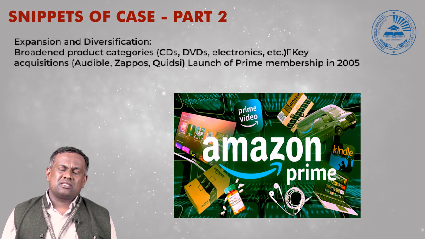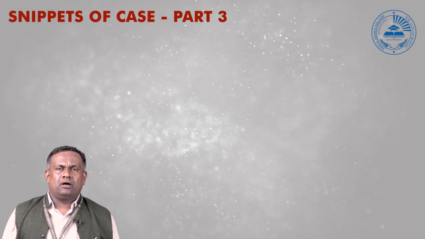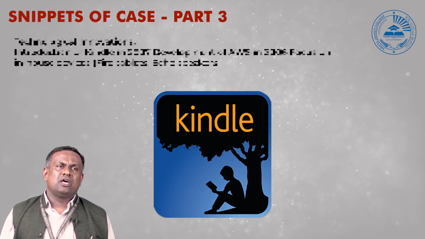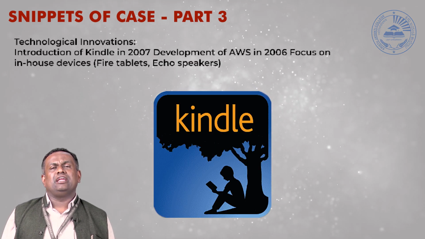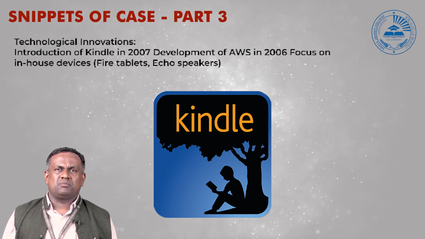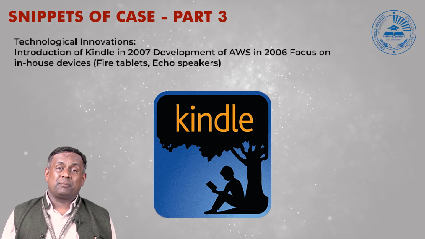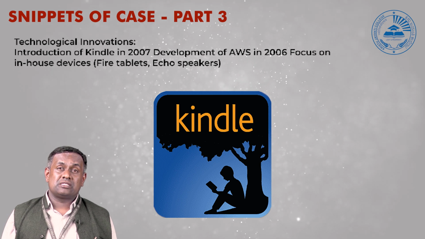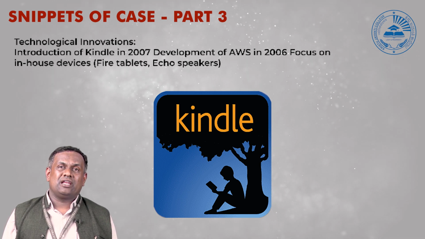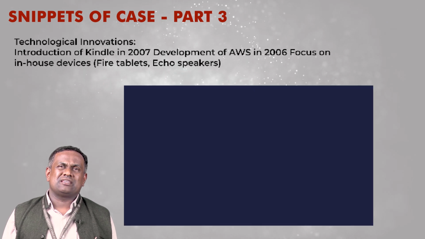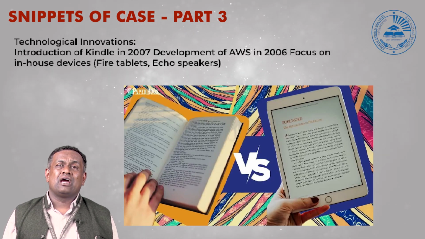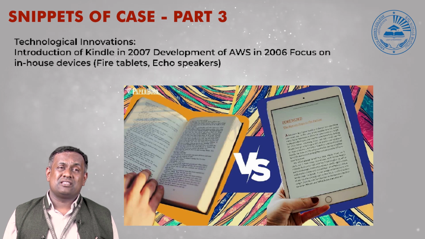Coming to the third snippet of the case, that is the technological aspect, the technological innovation which started with the Kindle in 2007. It is basically for targeting the customers who are into the segment of reading books, journals, magazines, newspapers. So they started the Kindle, and it has become a revolution in terms of online learning, online visualizing of things.